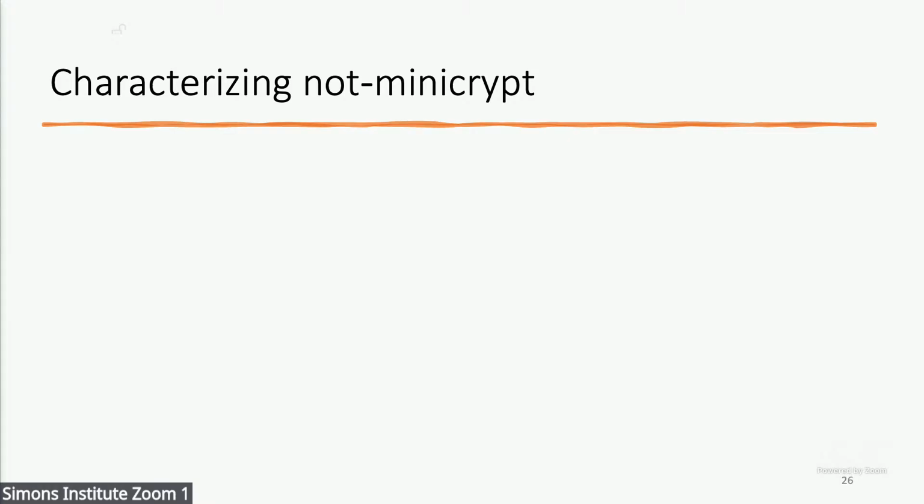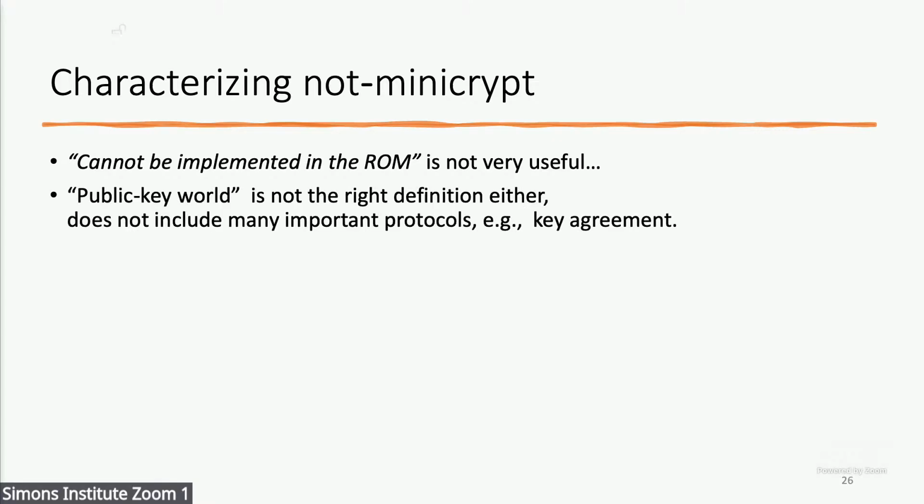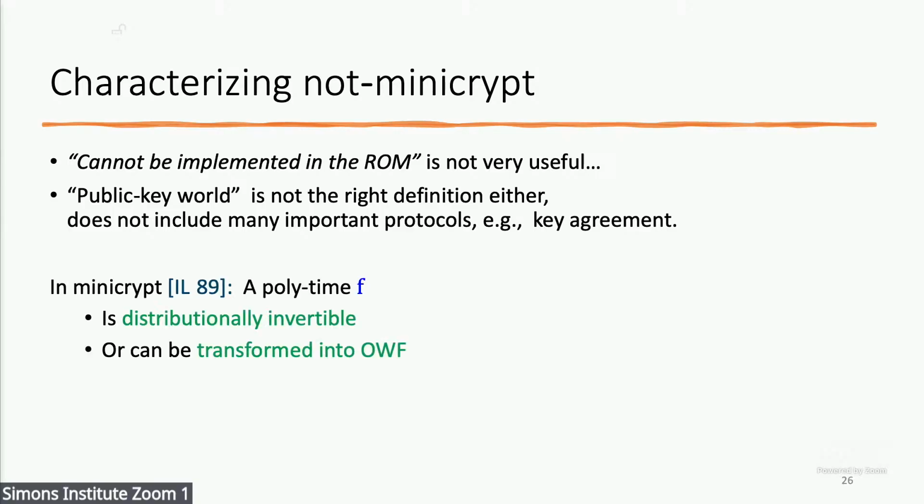Key agreement is not in Minicrypt, but it's not a good definition. What is not Minicrypt, right? So "cannot be implemented in the random oracle" is not very useful. Also, "public key" is not a very useful definition because it doesn't even contain key agreement. There's no public key in a key agreement protocol. And it has signature schemes, which are in Minicrypt. Right, good. So in Minicrypt, we have a very good dichotomy, which says the following.